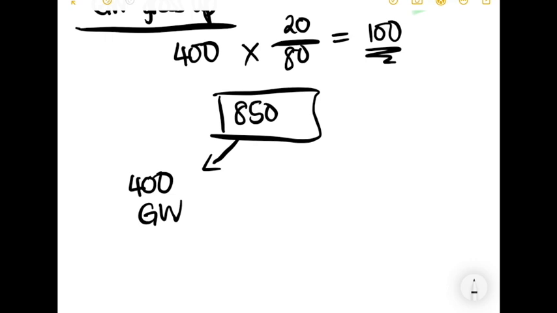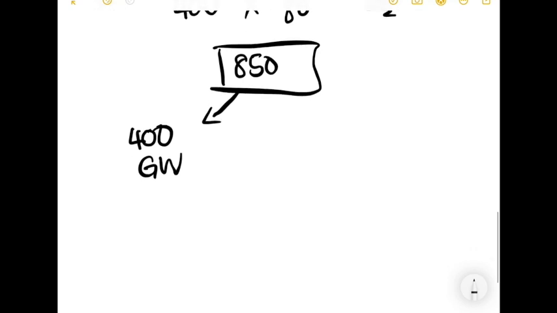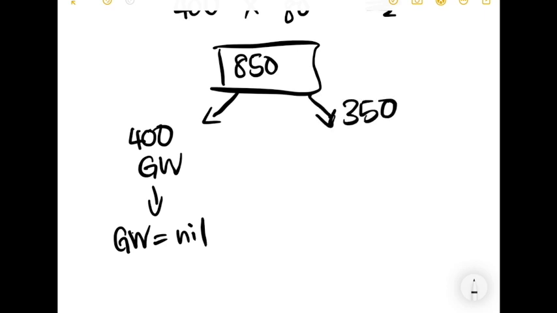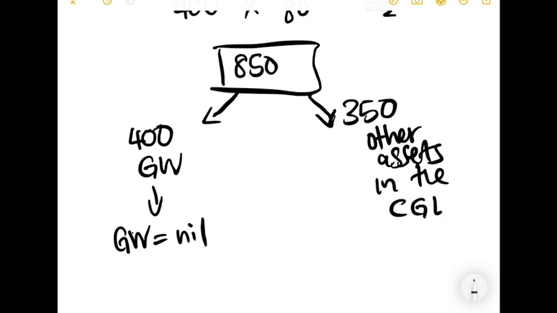So the impairment loss is effectively going to take out all of the goodwill, such that the carrying amount for our goodwill is going to be 0 after we've allocated it. However, we still have 350 of the impairment loss that needs to be allocated, and that must then be allocated to the other assets in the CGU, which in this case is the subsidiary.